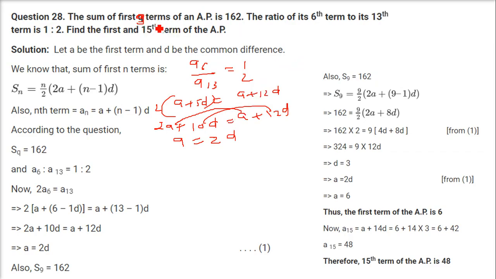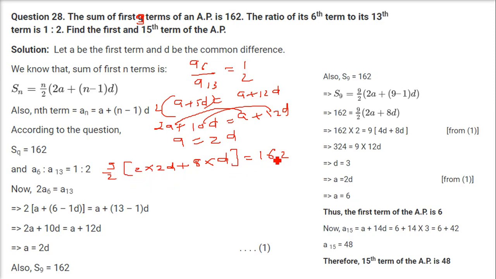Now we'll use this expression. Sum of first 9 terms is 162. So the sum of first 9 terms is n by 2, that is 9 by 2, into 2A. Now in place of A, we can write 2D. So 2A, that is 2 times 2D, plus n minus 1, that is 9 minus 1 which is 8, into D. Equal to 162, it is given.